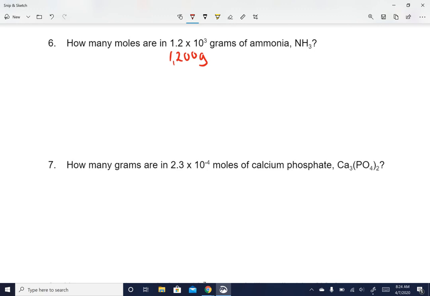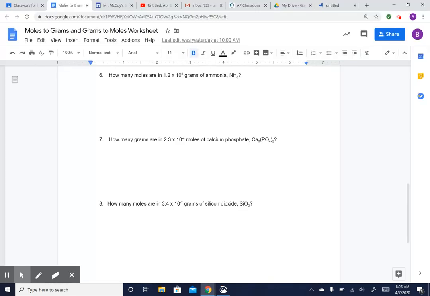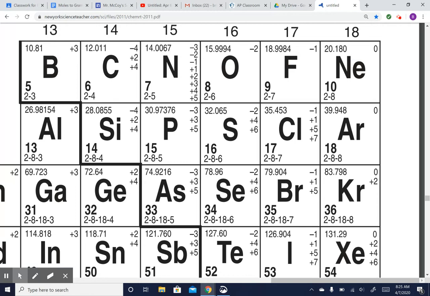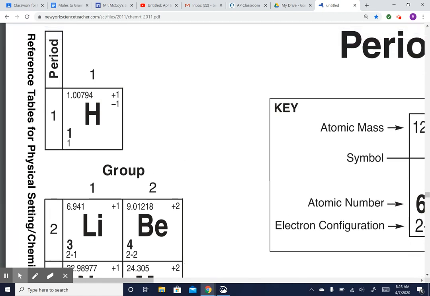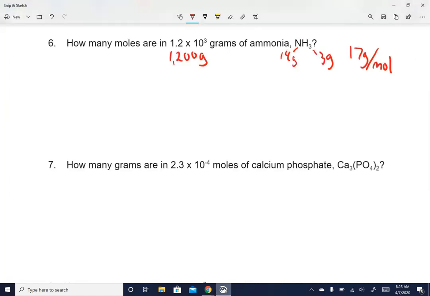Again, we're looking up the masses here. Nitrogen is 14 grams. Each hydrogen is 1, that's 3 grams. So that's 17 grams per mole. I'm going quicker because you've been watching me do that now, hopefully. So N is 14, each hydrogen is 1, so that's 3. There we go, 17 grams per mole.